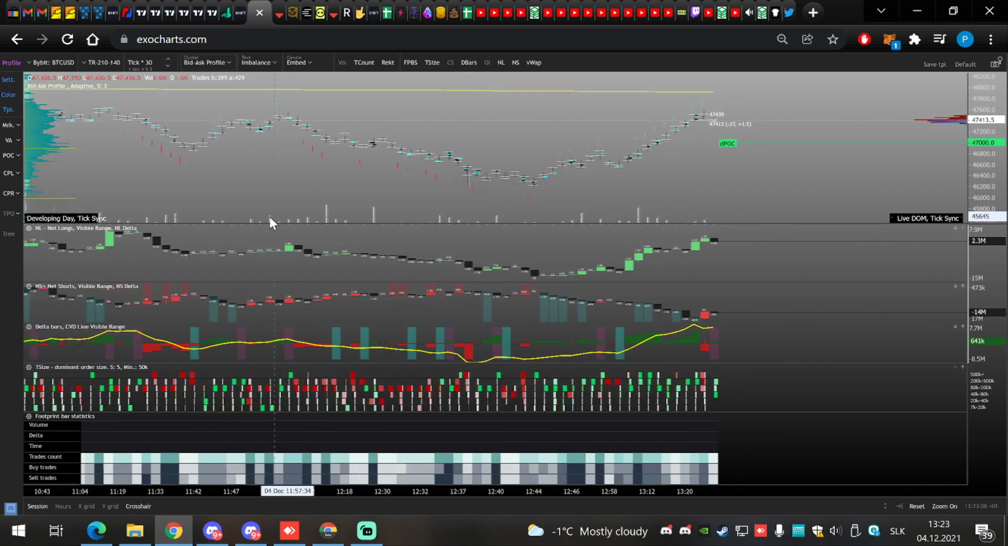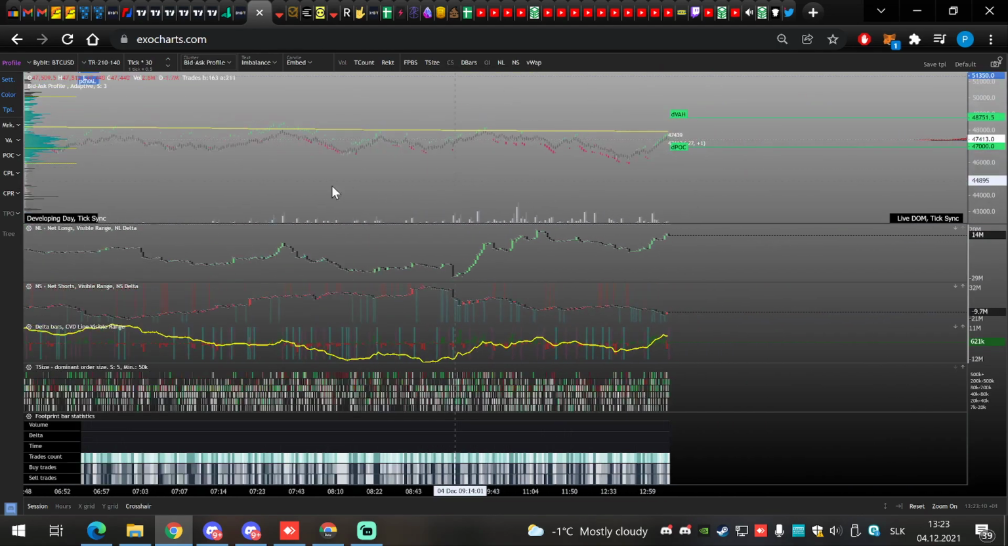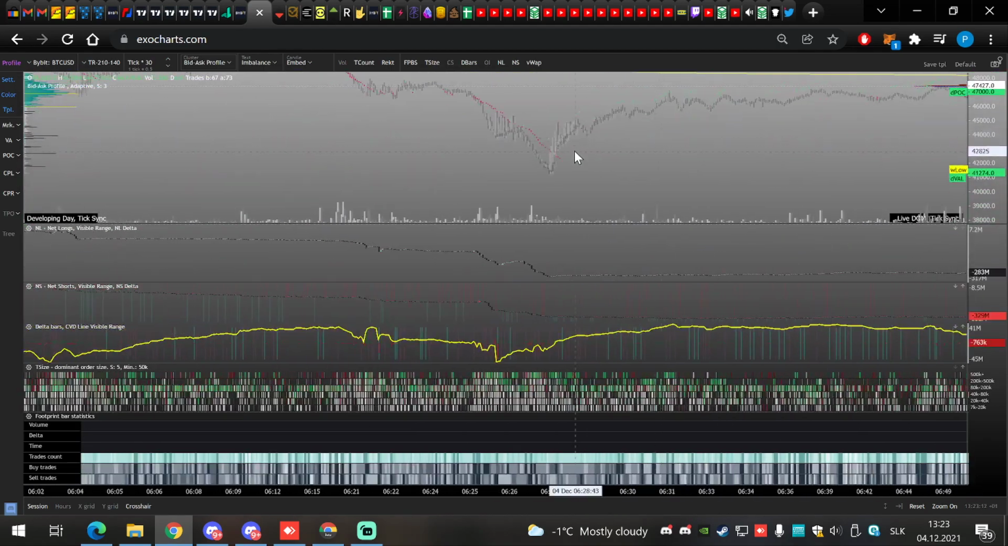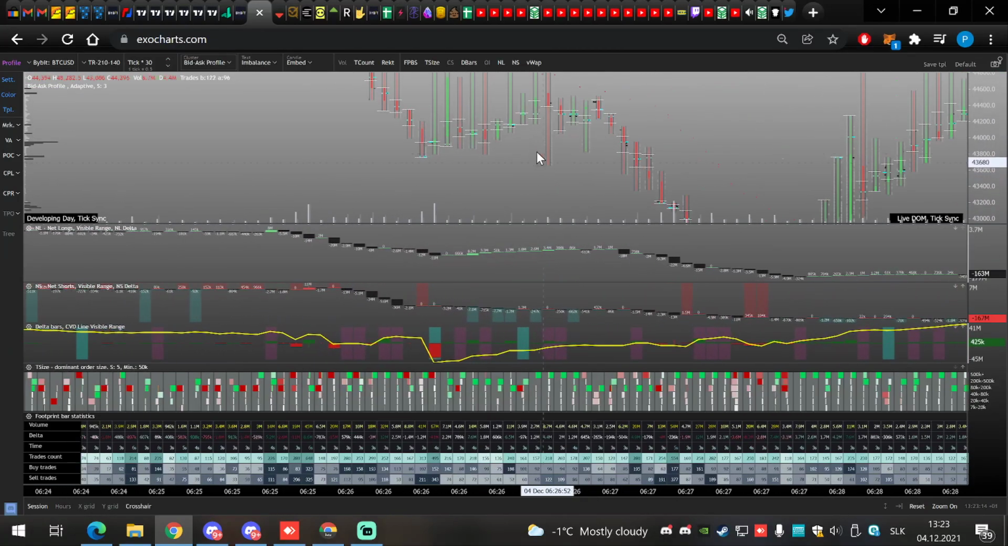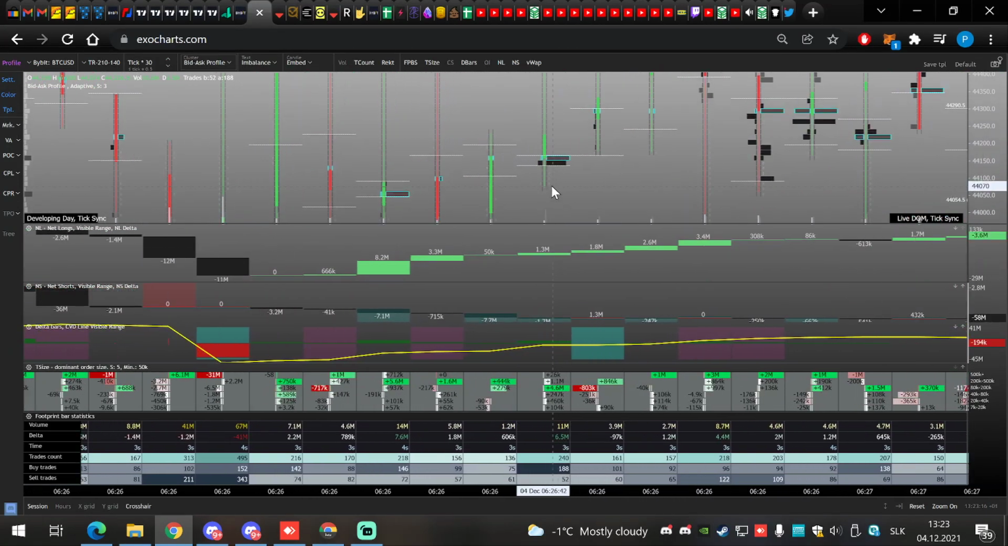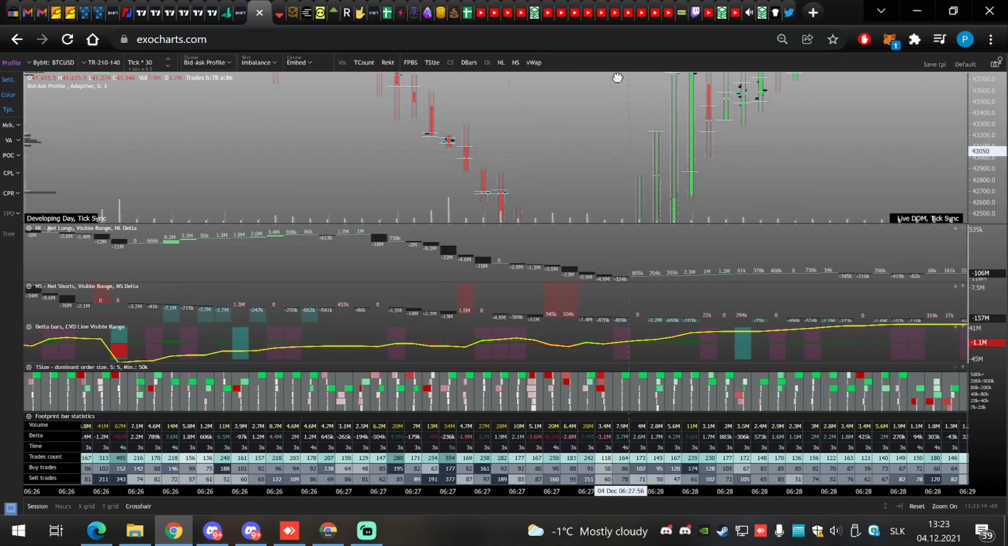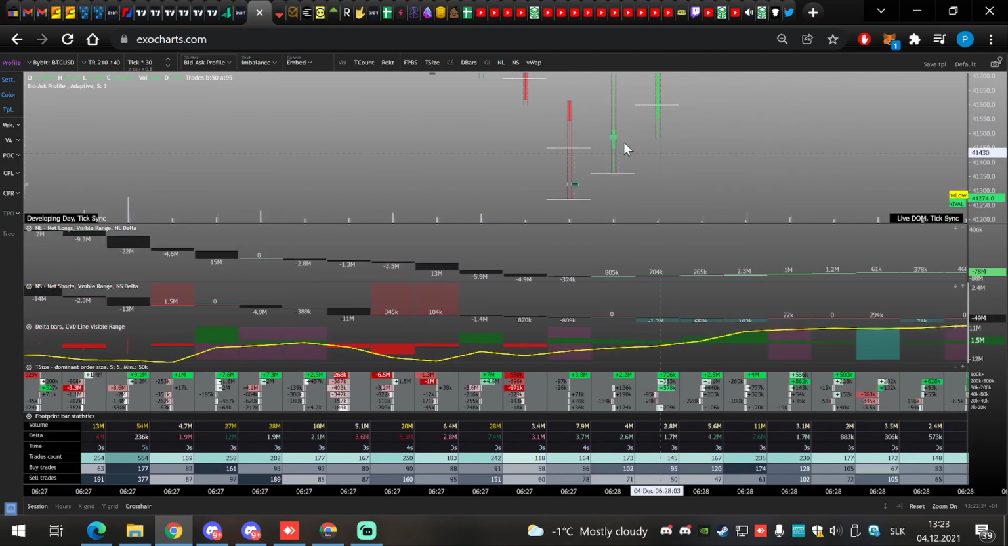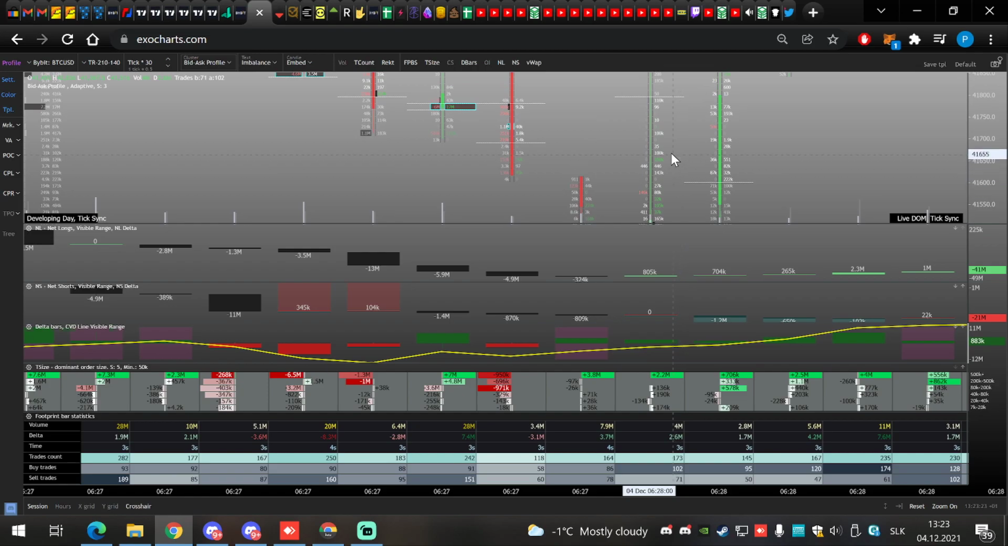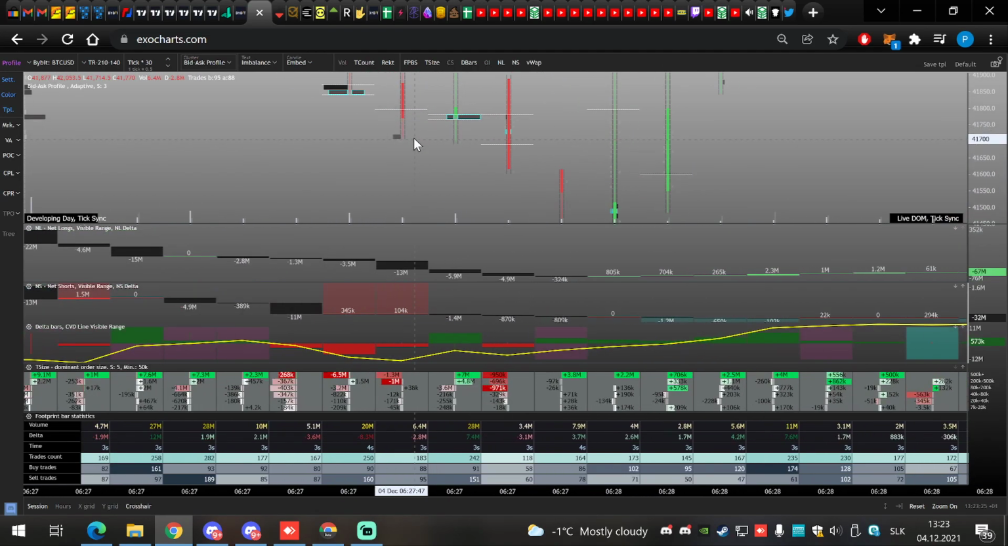I was not even watching the absorptions during the drop. It was useless because that was just a huge move. Look at the candles. When you check those candles, you will see there were not many limits.